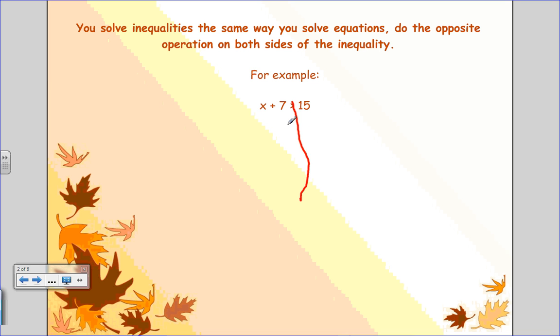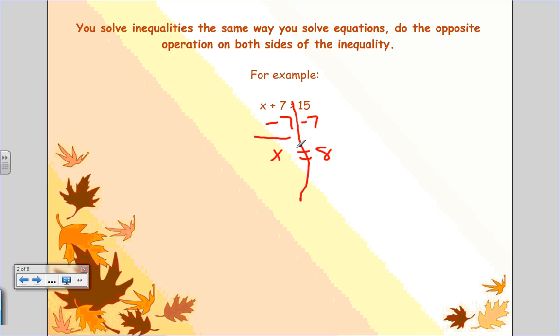Okay? This is an addition problem, which means I need to subtract. I'm going to subtract the 7 on both sides. When I do that, on the left side, 7 minus 7 is 0. So that means I have just an x left. 15 minus 7, of course, is just 8.